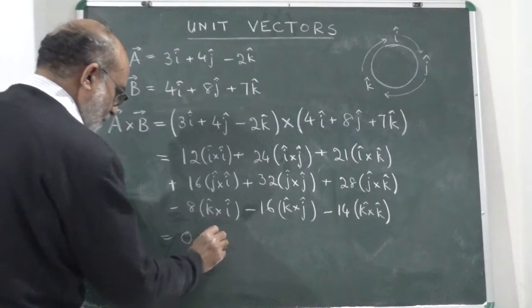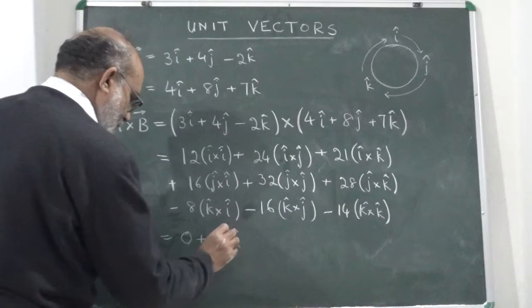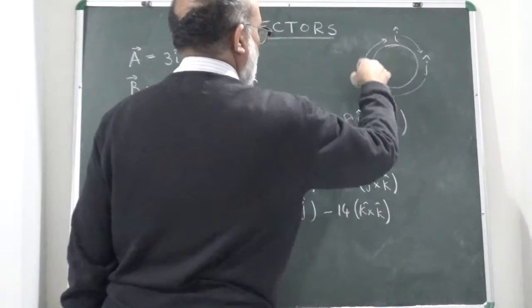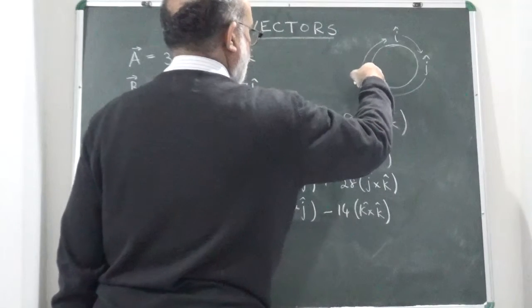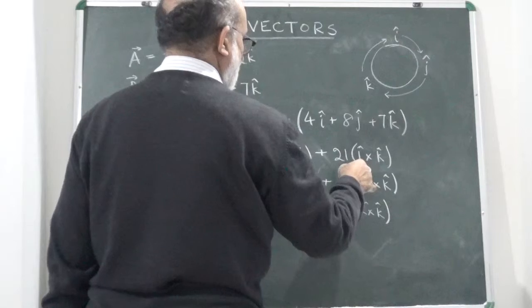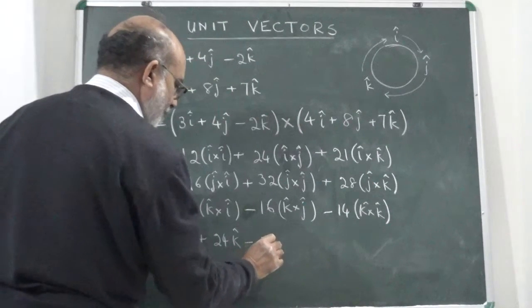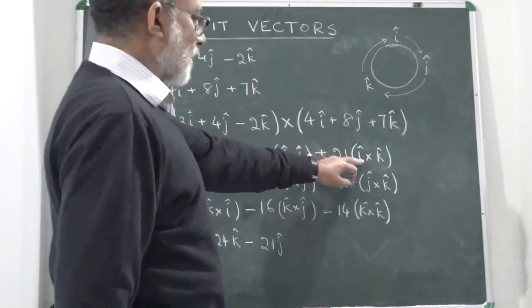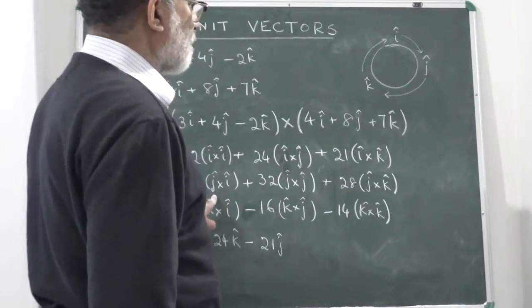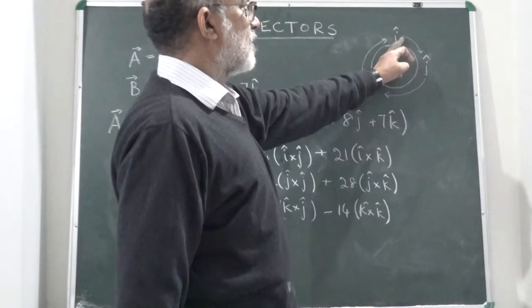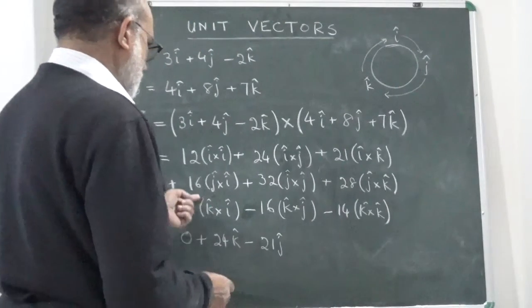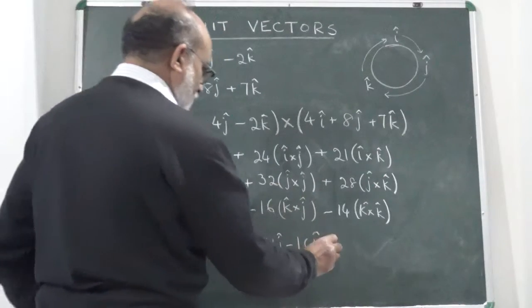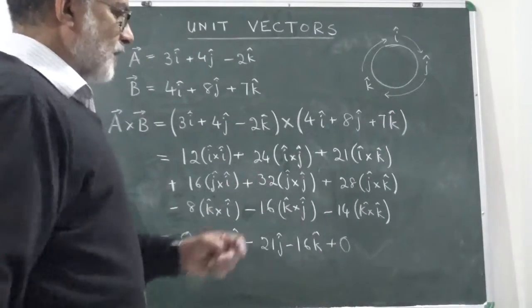So it is 24 K, and again I cross K, it means you are moving anti-clockwise, so it is minus J, so it is minus 21 J. This is our minus, okay, and J cross I again, so it's minus K, minus 16 K. Now J cross J is again 0. Parallel vectors, sine 0 is 0.